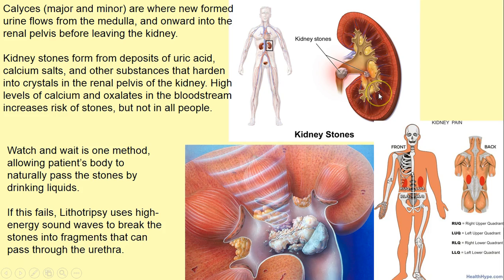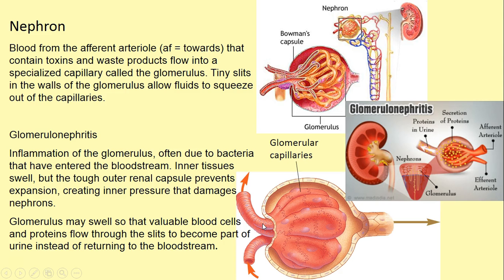Kidney stones: uric acid, calcium salts, oxalates. They're going to harden into crystals in the renal pelvis, which is this area, this brown area here. And in many cases, we can just watch and wait and let them pass through the ureter here, bladder and urethra. But sometimes lithotripsy is used. We use sonographic waves to try to break these stones into fragments. There are also baskets and other devices that you can use.